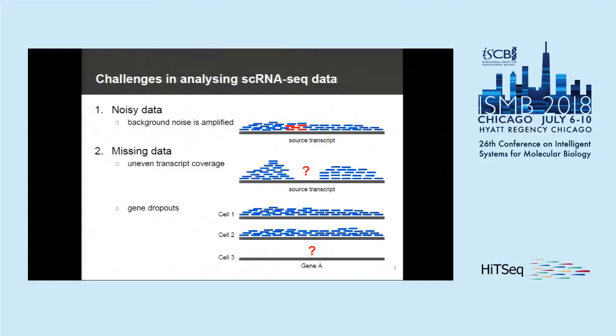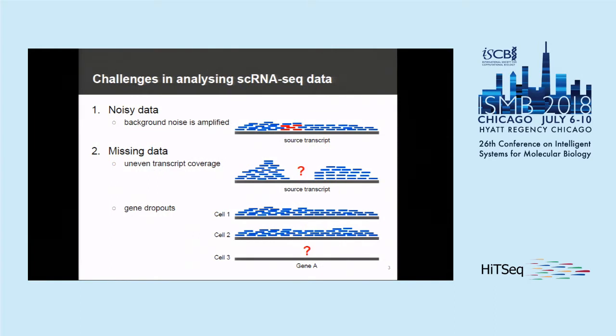The data is very noisy due to the background noise being amplified. Second, data could potentially be missing. This would result in uneven transcript coverage and gene dropouts.